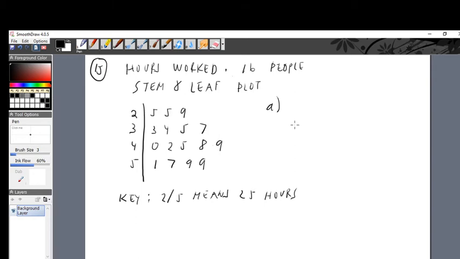A, highest in the 40s. Who did the most hours, but in the 40s hour category? The answer, here's the answer. Look at the top one, it was 49. That's the answer. Highest in the 40s is 49.